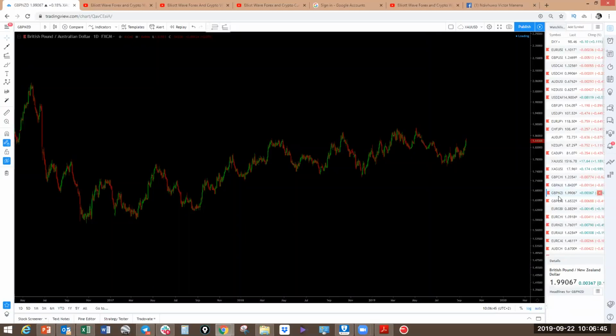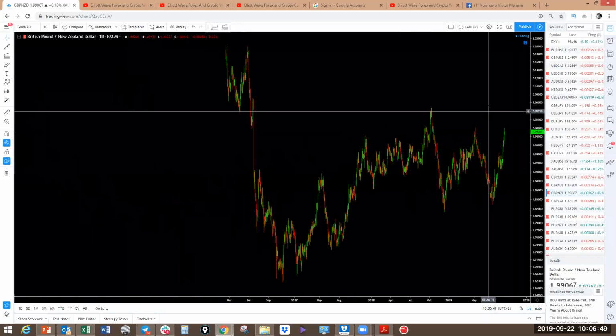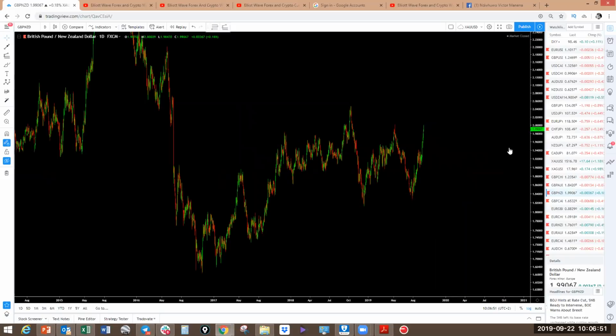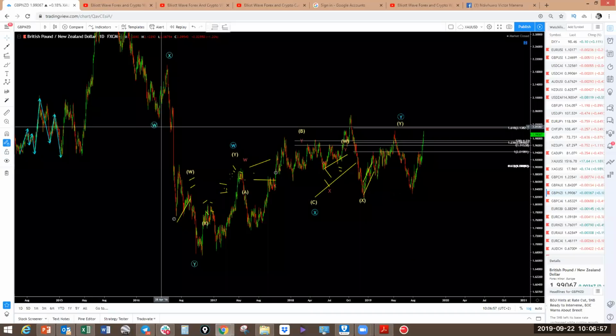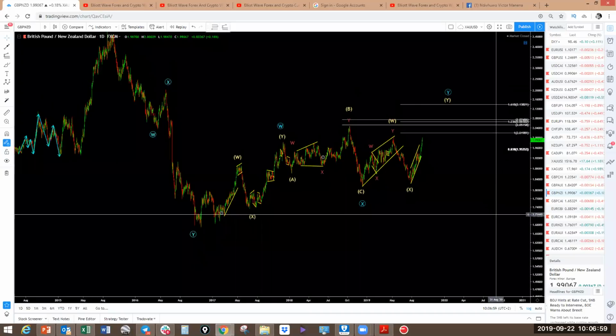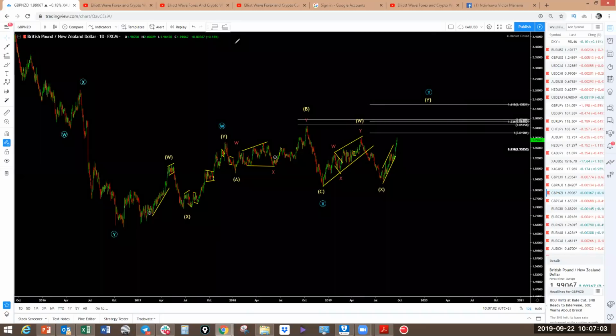Pound New Zealand, I spent a lot of time trying to figure this one out. But it's a little bit complex. It looked easy before we got this move to the upside. Looked straightforward, but this one has changed slightly, and this is the structure. That is the structure. You can take a screenshot and go work on it. I'm not so interested in the labeling.